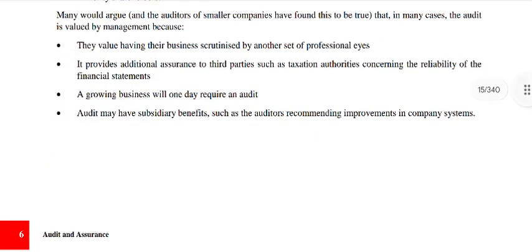It provides additional assurance to third parties such as taxation authorities concerning the reliability of the financial statements. A growing business will one day require an audit. Audit may have subsidiary benefits such as the auditors recommending improvements in company systems.